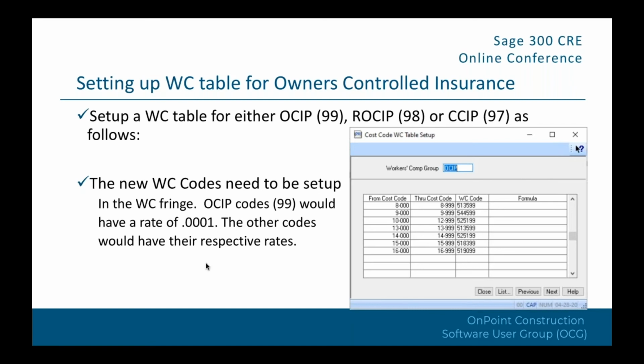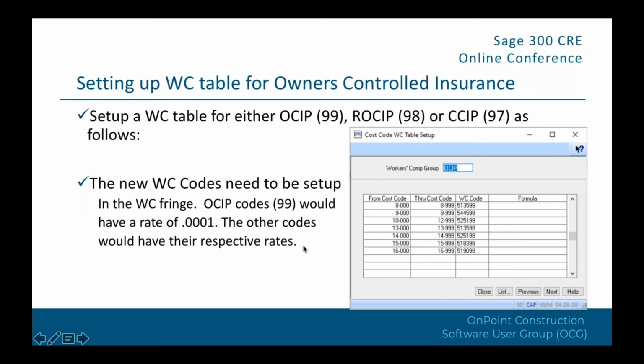And then the rates on those, so on OSIP, it would have a rate in the workers' comp fringe table of 0.0001 because it has to have something. And so that rounds to 0. Because if you have a code here, it's got to go find it somewhere. And then if you have a ROSIP or CSIP, then set up the rates accordingly in that workers' comp table with these workers' comp codes on them.